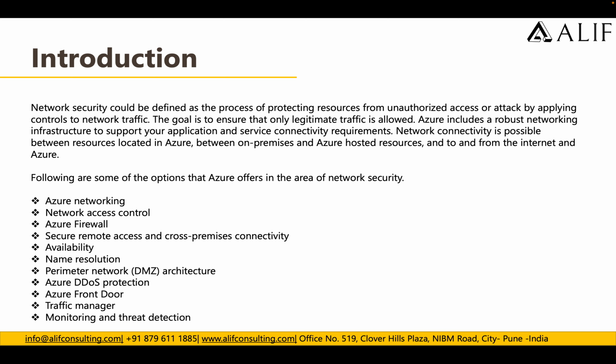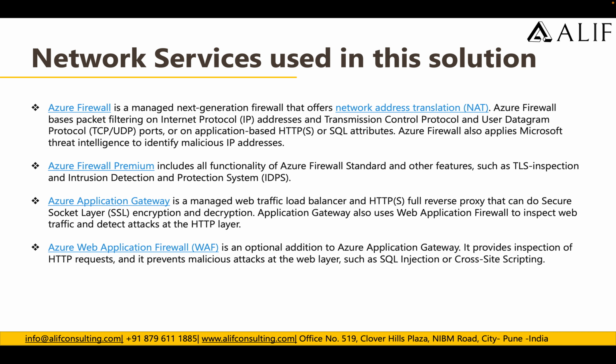There are some options that Azure offers in the area of network security, like Azure networking, network access control, Azure Firewall, secure remote access and cross-premises connectivity, availability zones, name resolution, perimeter network architecture, Azure DDoS protection, Azure Front Door, Traffic Manager, and monitoring and threat detection. All of these services and offerings are available inside network security for Azure.